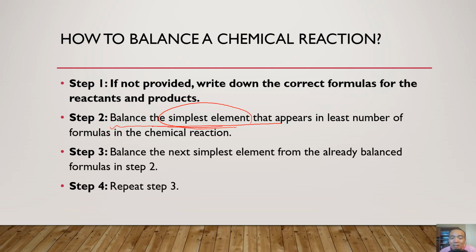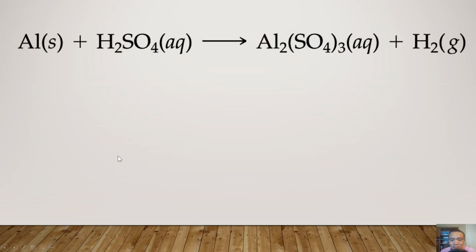Step 3, you pick the next most simple element from the already balanced formulas in step 2. Then you repeat step 3. Sometimes I call this the simple method, because when you look at the method, you always pick the most simple element, which is defined as the element that appears in the least number of formulas. You start balancing that, then balance the next most simple element. Let's look at a few examples.